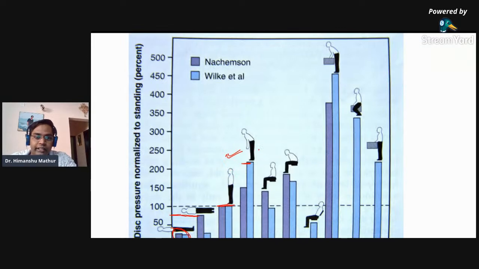Okay, these are the findings of the two studies which were performed by Wilke and Nachemson, right? So Wilke tells you that it is more than 200%, and Nachemson tells you that it is more than 150%.